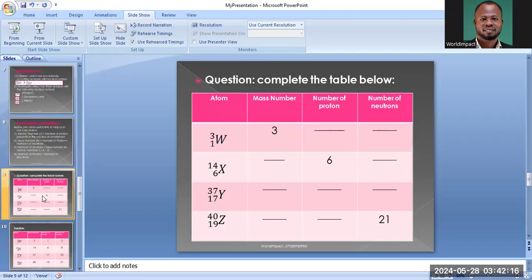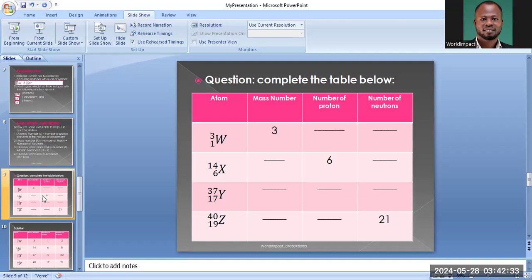There's a question. We have to complete the table below. We have the elements W, X, Y, and Z here. They have their mass numbers and their atomic numbers, so we just need to fill in the gaps. I'll give you 30 seconds to do that.